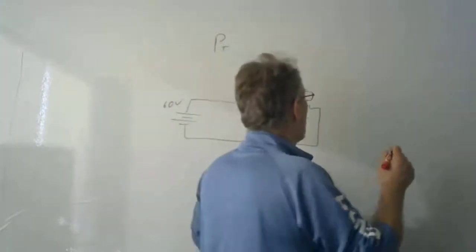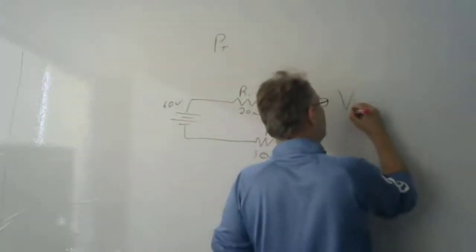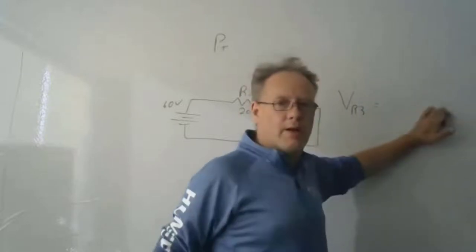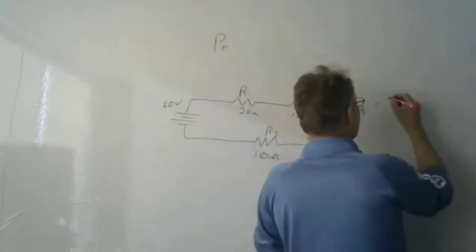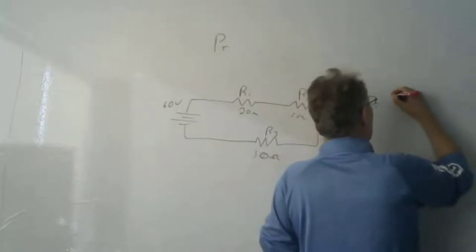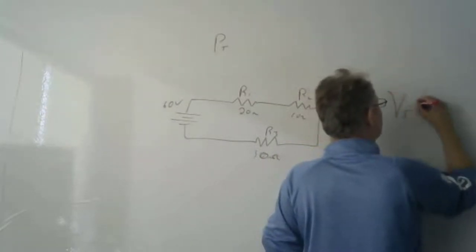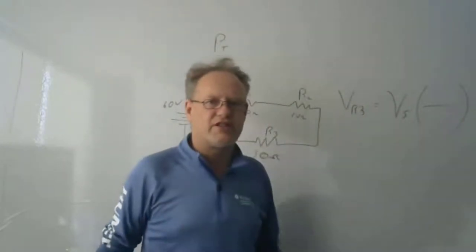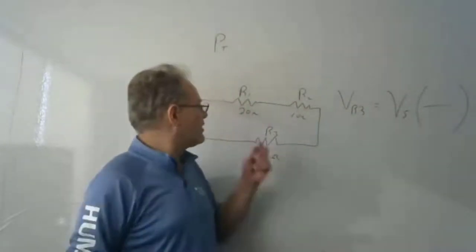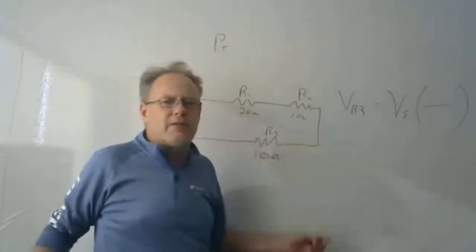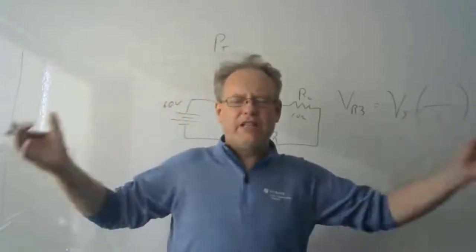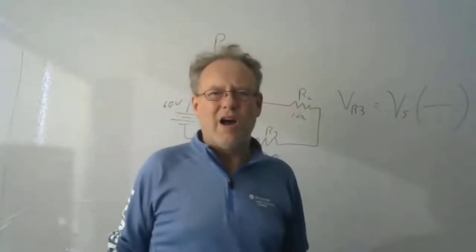Okay, so now I want to do VR3. I have some formula. I like to write my voltage formula like this. I'm going to take the source voltage and multiply it by some ratio of resistances. That's how I look at it. We're going to see this come through so many times, even when I teach you Electronics 1, or maybe Peter teaches you. You will see this same theme.